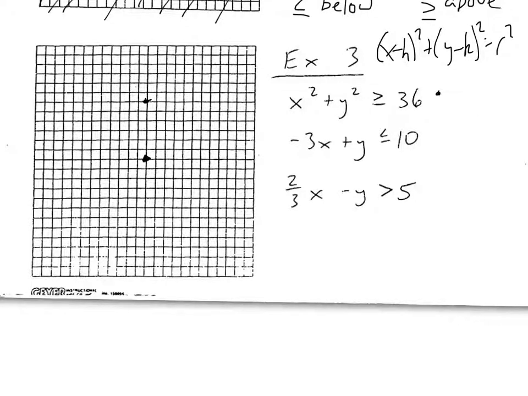Go right 6, down 6, and left 6. And then just draw a circle as best you can. Keeping in mind, if it wasn't equal to, we would do a dotted circle. That still happens for circles and other shapes. But it says greater than or equal to, so it's solid.